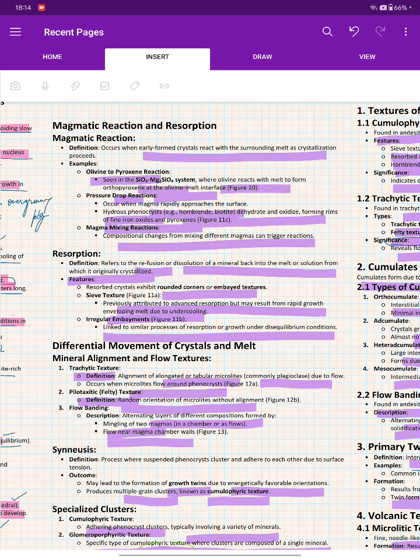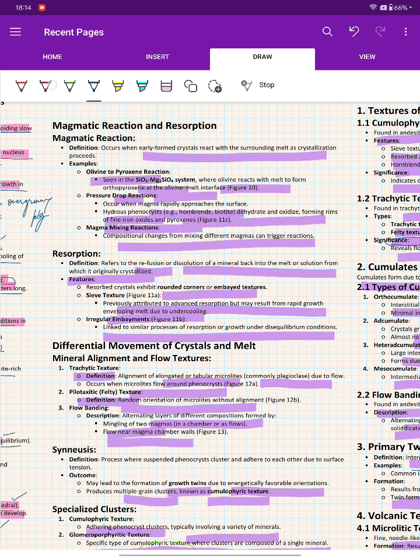So, today I'll start with the topic of magmatic reaction and resorption. That is a continuation of the chapter that includes the texture of igneous rock. So, what is magmatic reaction? It occurs when early formed crystals react with the surrounding melt as crystallization proceeds.